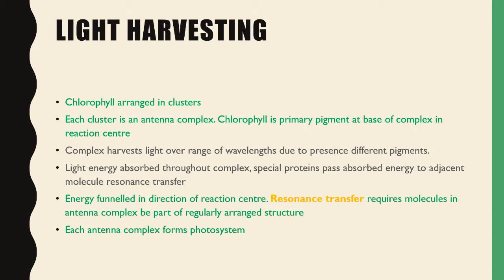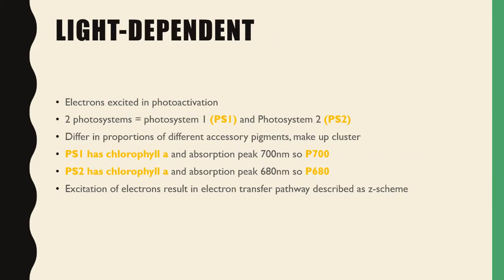So there are molecules all in the complex, and the energy is passed to adjacent molecules through special proteins. The energy is funneled in the direction of the reaction center through resonance transfer, but this requires the molecules in the antenna complex to be part of a regularly arranged structure. Each antenna complex forms a photosystem, and this is very important because there are two photosystems for every light dependent reaction, which we'll now go through.